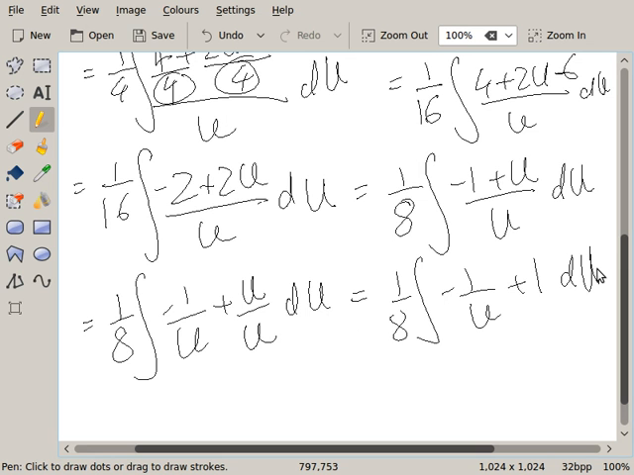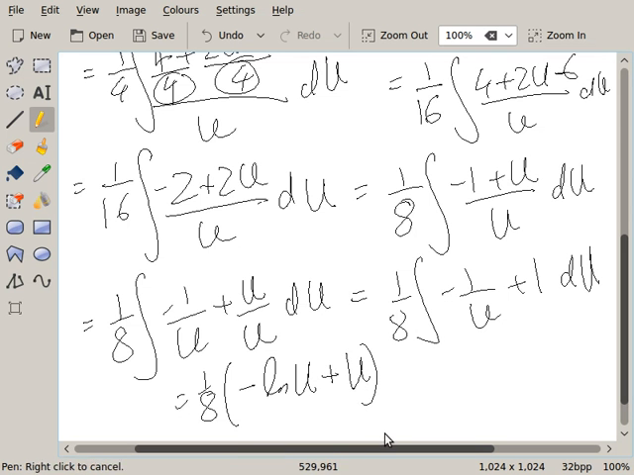Now we can at last integrate. Equals 1 over 8, minus log u plus u. So finally we get minus 1 over 8 log u, which is 3 plus 4x. I'll put it in at the very end. Plus 4x plus c.